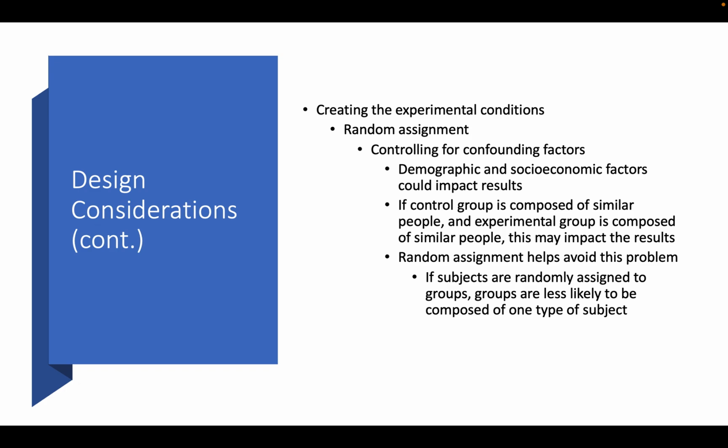Since we do know that demographic and socioeconomic factors could affect results, we have to think about random assignment. If the control group is composed of similar people and the experimental group is composed of similar people, then this may indeed impact the results. Random assignment can help us avoid the problem because subjects are randomly assigned to groups, and thus groups are less likely to be composed of one type of subject. But again, this goes back to the problem of if we are recruiting only from college students, that's one type of subject.